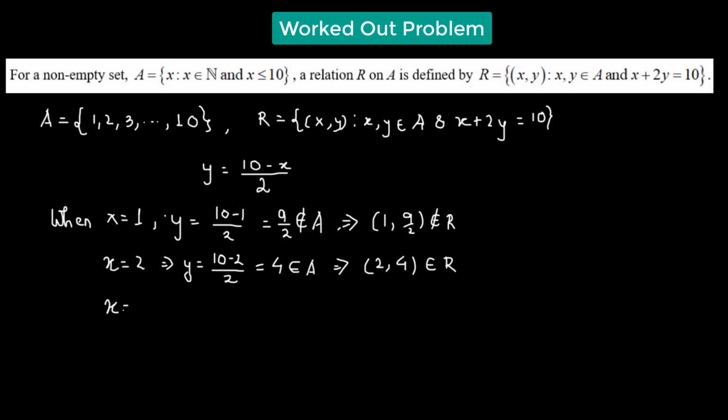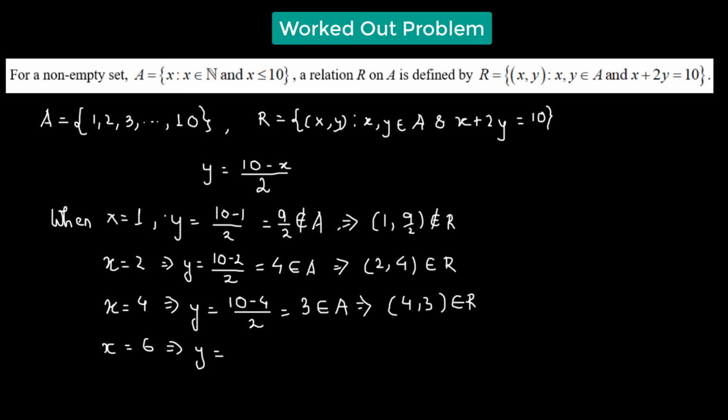So let's go to the next value, which is x equals 4. That gives us y equals (10 minus 4), which is 6, divided by 2. So 6 divided by 2 is 3, and 3 being a natural number, it belongs to our set A. So we have the ordered pair (4, 3) belonging to the relation R. The next value will be x equals 6, which gives us y equals (10 minus 6), which is 4. 4 divided by 2 is equal to 2. So 2 belongs to our set A, which is the set of natural numbers less than 10. So we get the ordered pair (6, 2) belonging to the relation R.